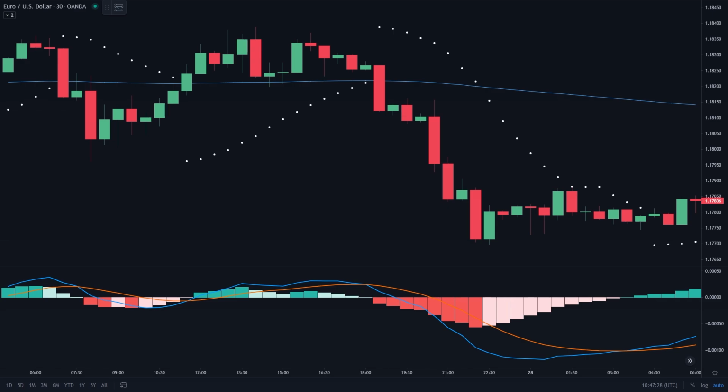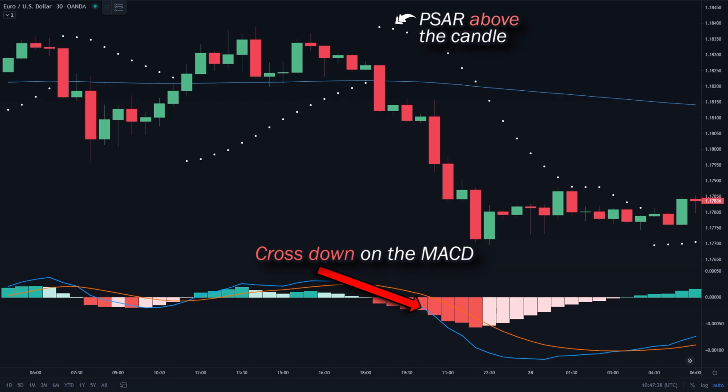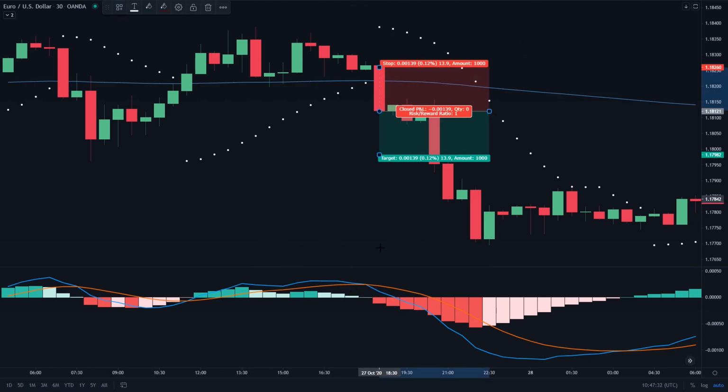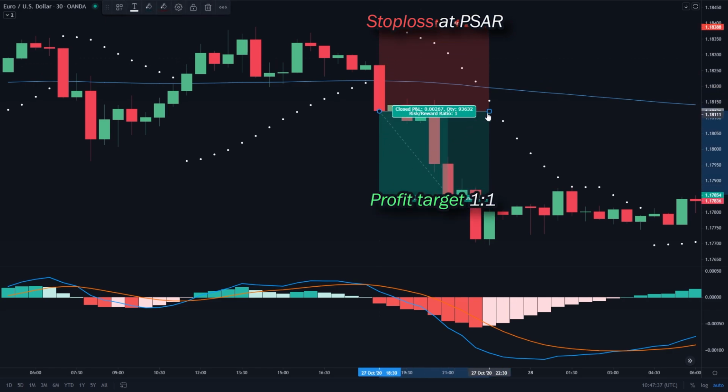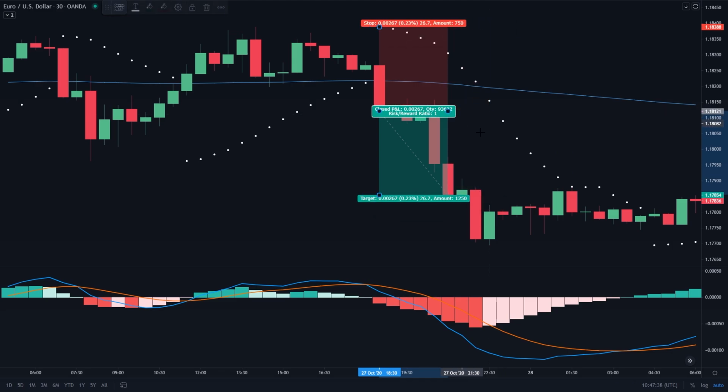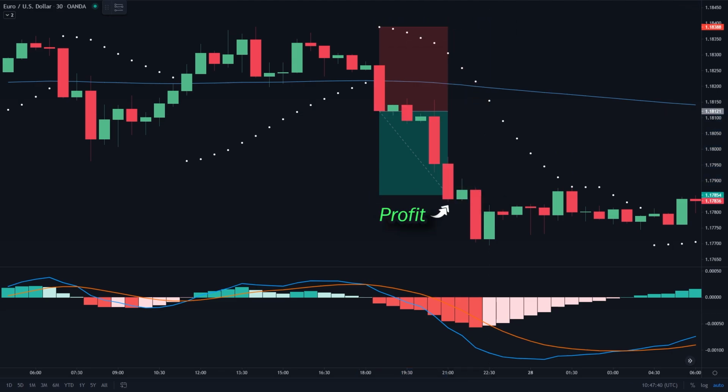Alright, so as you can see, this candle closed below the 200 EMA, meaning we're preparing to take short entries. Next, we saw a cross down on the MACD while the Parabolic SAR is above the candle, and so we can place a short position right here. Then, place your stop loss at the Parabolic SAR and set your profit target at 1-to-1 risk ratio. And so this one is another profitable trade.